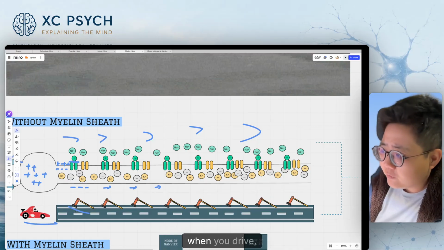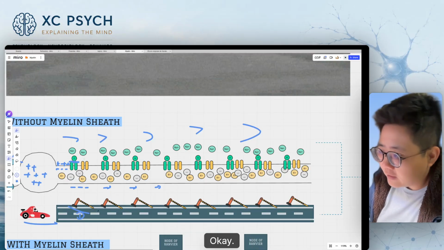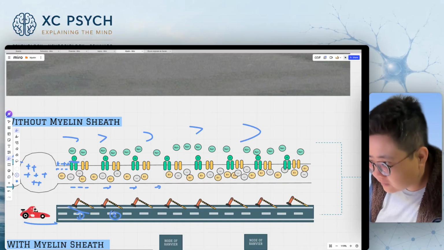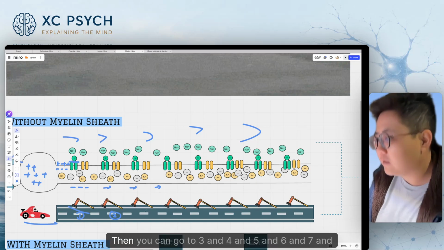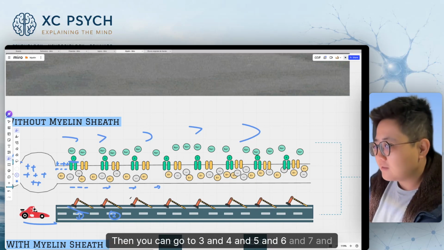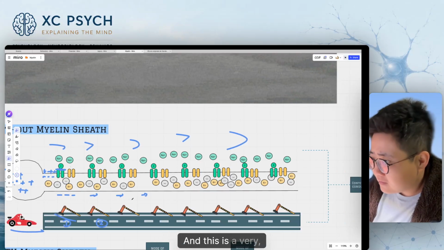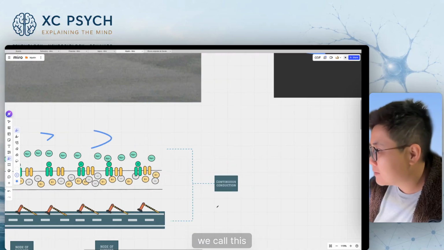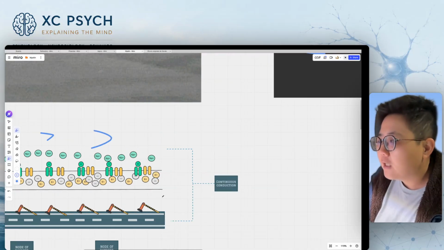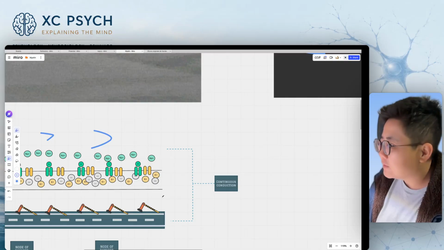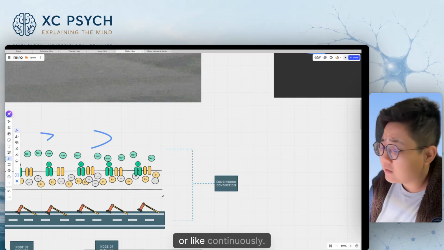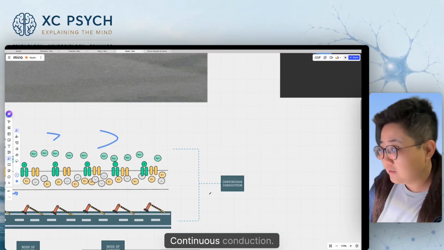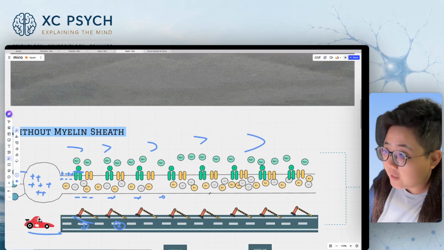Imagine every time when you drive, this is gate 1, okay, can you open it? Are you ready to open? Open. You reach gate 2, are you ready to open? Not yet, wait a little bit, okay, I'm open. Then you can go to 3 and 4 and 5 and 6 and 7 and 8. And this is a very, very slow process, right? We call this whole process of action potential traveling through different patches or sections continuously, continuous conduction. It just refers to this process here.